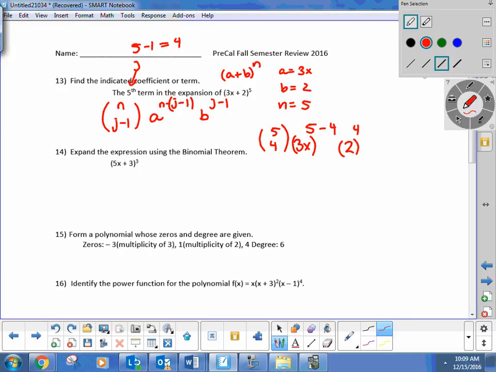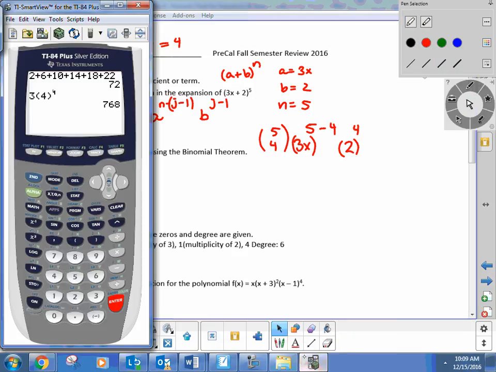Okay, so let's go ahead and solve this. Now, one thing that's probably the newest part here is that 5 choose 4. There's a special command. What you do is you put in 5, you go to math, you go over to this probability screen, and what you're going to be looking at is this part right here. See where it says n choose r? That's exactly what you want.